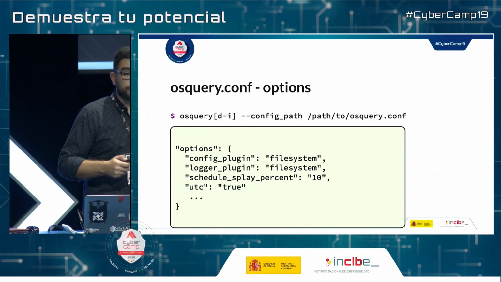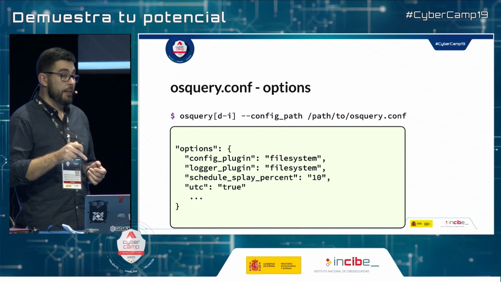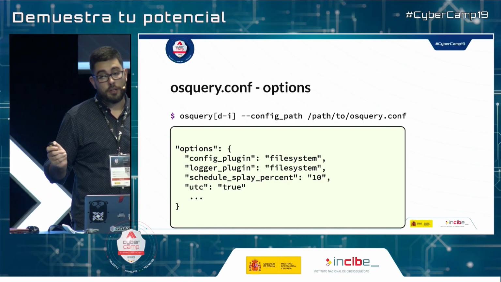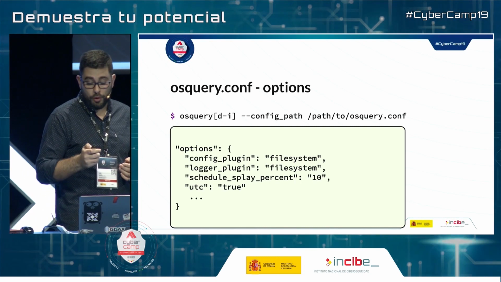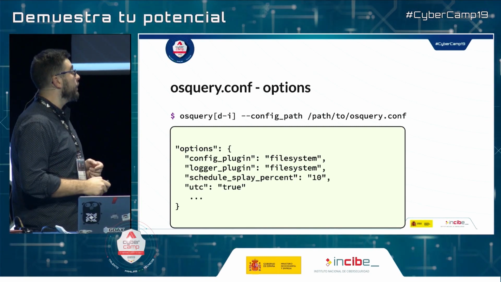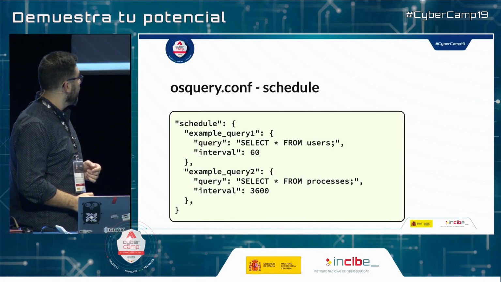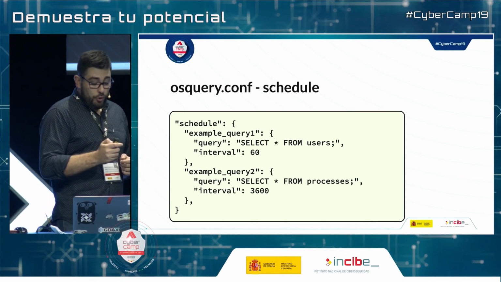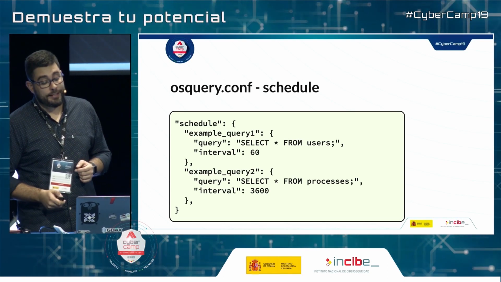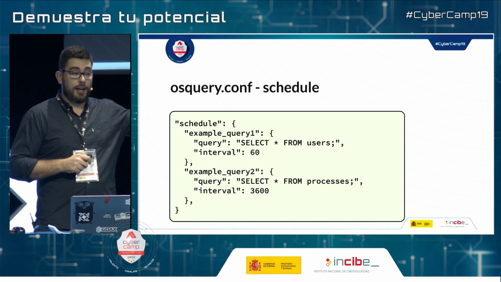And this is just to have, for example, everything in UTC. When you have machines in different regions, if you don't want to use local times everywhere, you just use UTC and it's easier for everyone. So here we have another example.